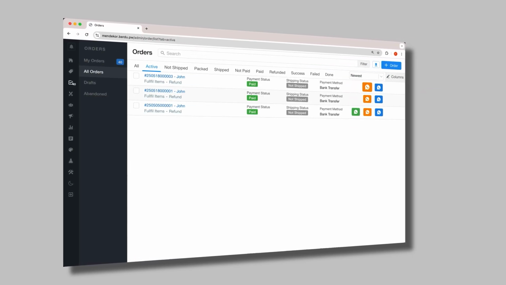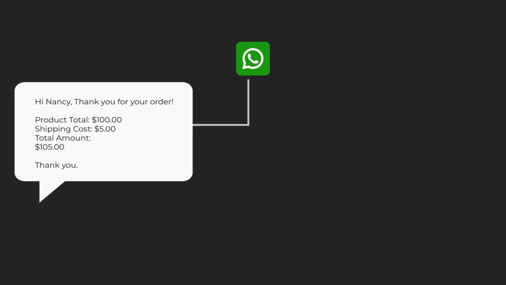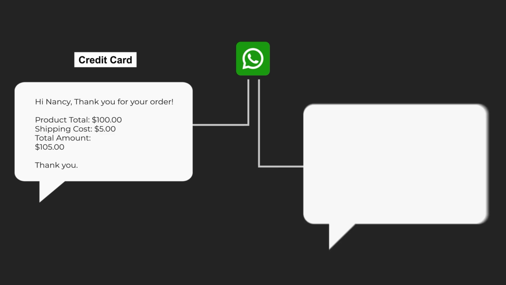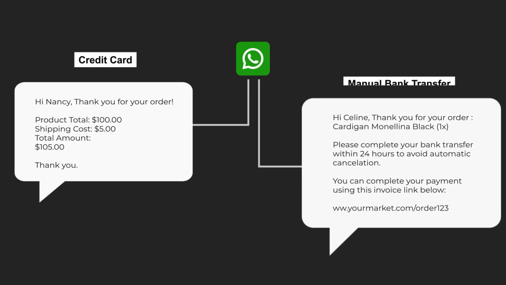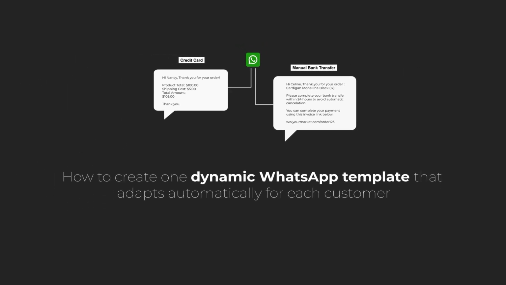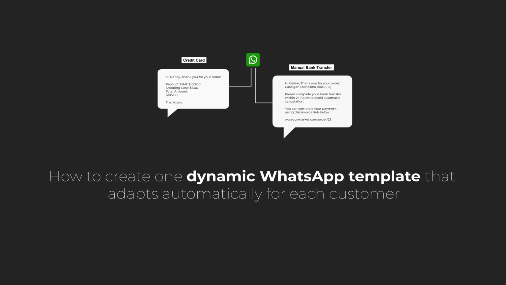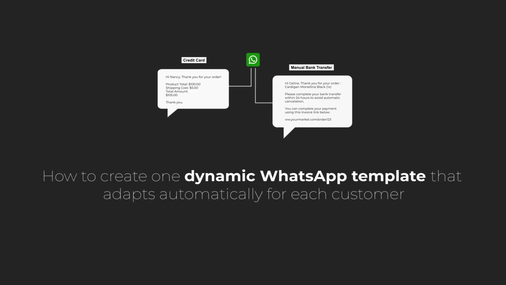But what if, for one single scenario, you want to send different messages based on the payment method used by the customer? For example, for the order shipped scenario, customers who paid by credit card may receive one message. Customers who paid by manual bank transfer may receive a slightly different message. And all of this without creating multiple WhatsApp buttons. If you want to learn how to create one dynamic WhatsApp template that adapts automatically for each customer, make sure to watch this video until the end.